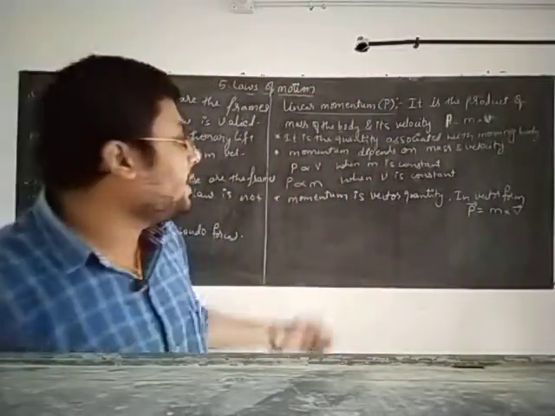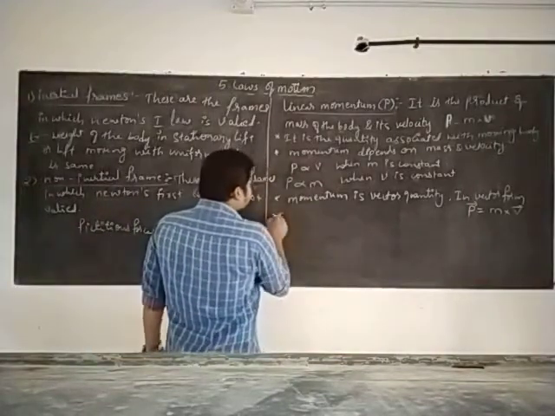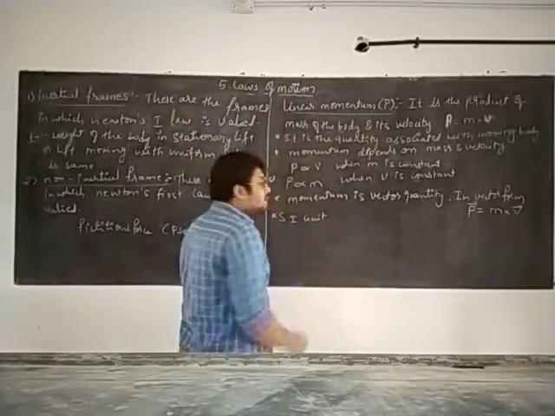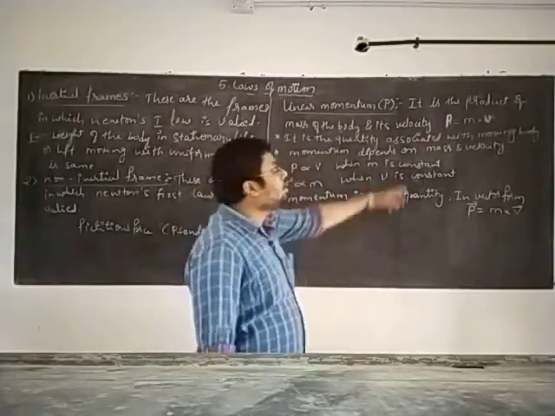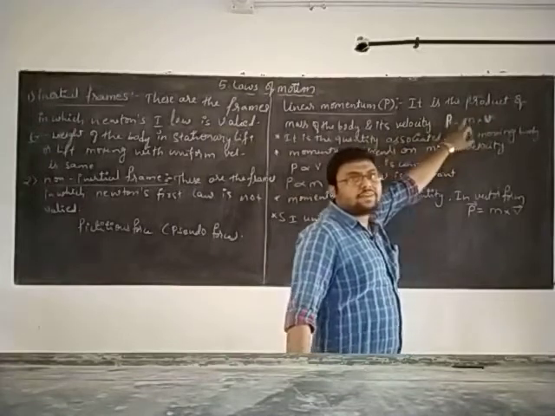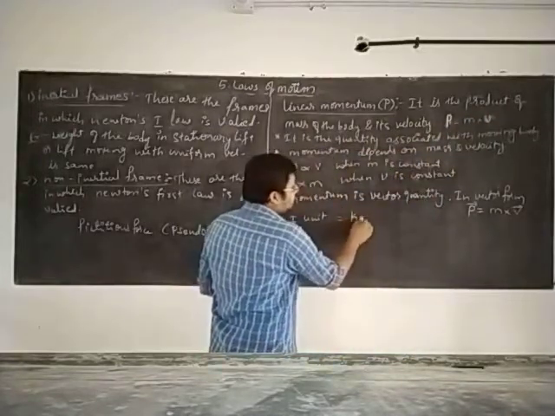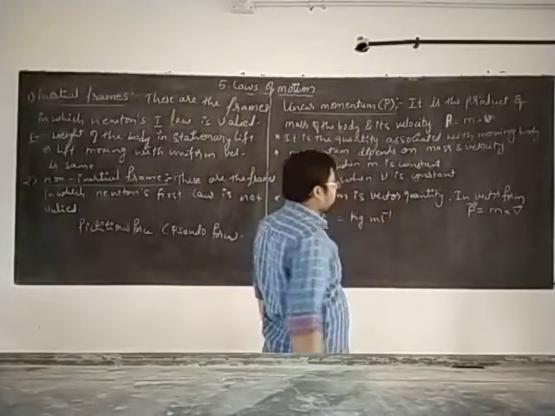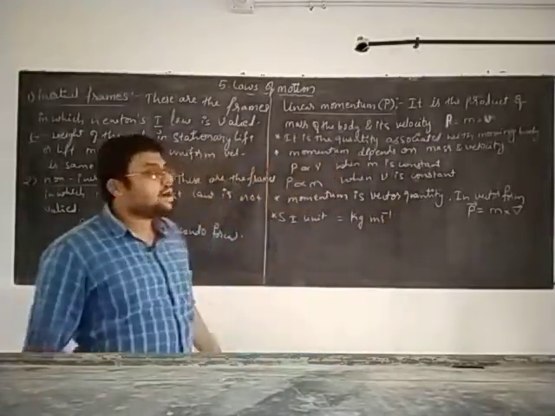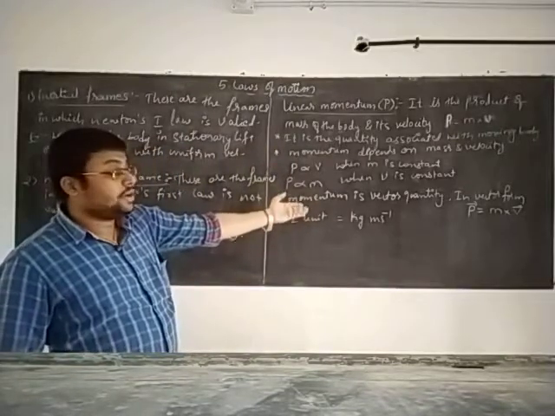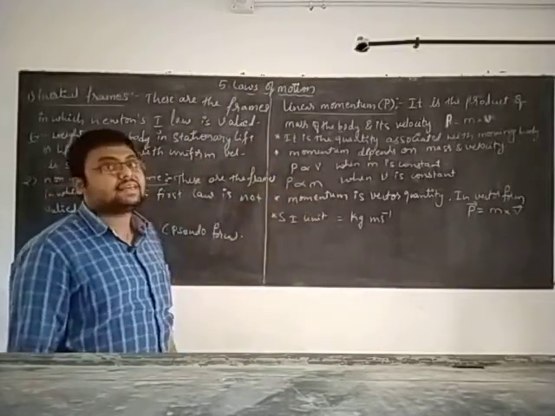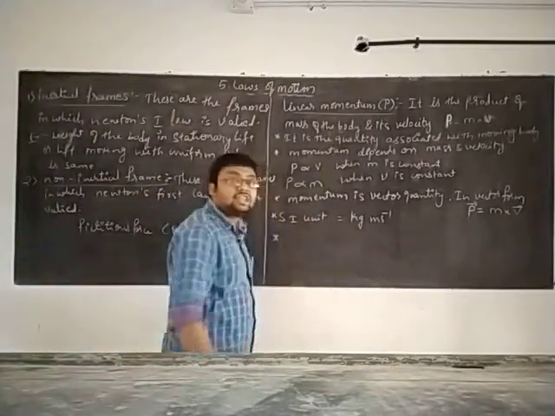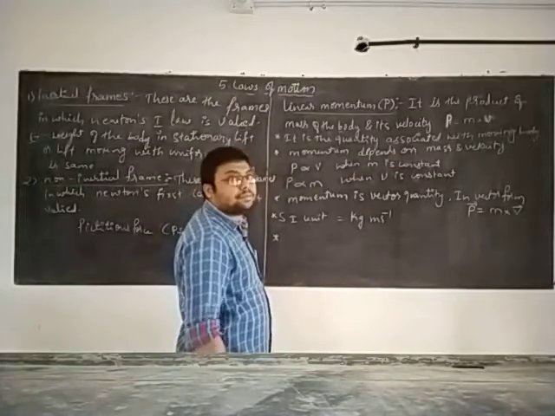Is it clear? And here, the SI unit of momentum. What is the SI unit? Mass into velocity we have. What is the SI unit of mass? kg. And what is the SI unit of velocity? That is meter per second. So kg meter per second is the SI unit of momentum. Okay. Then what is the dimensional formula for momentum?